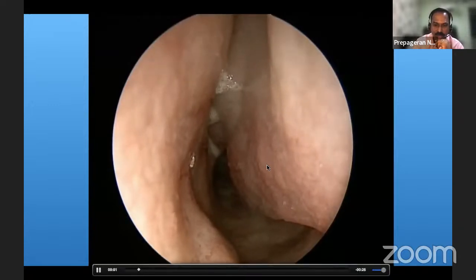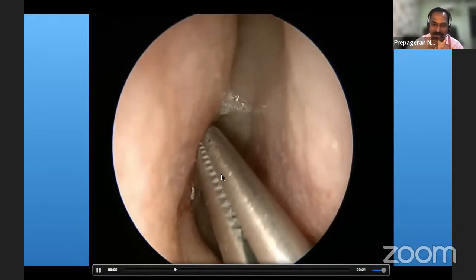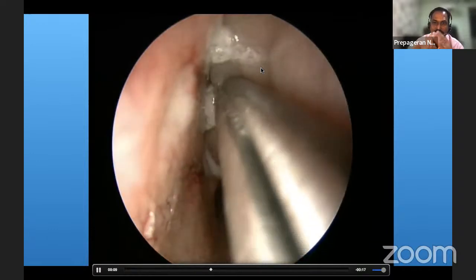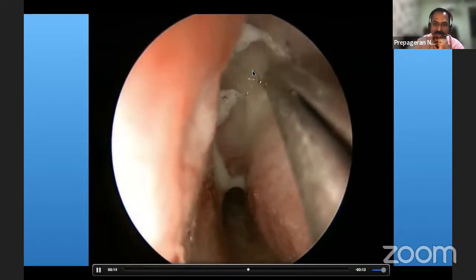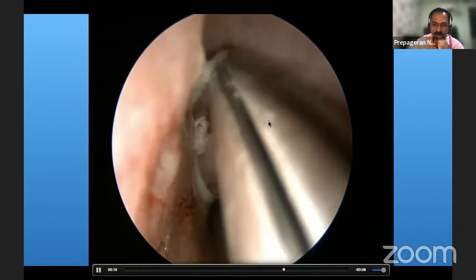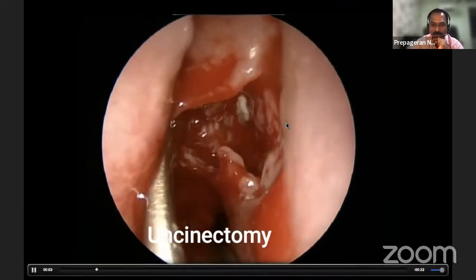And this is the pre-operative view. Again, we were not even able to pack the middle meatus nicely because look at the edema. That's the uncinate process that is so edematous that it is occluding the entire osteomeatal complex. That's the pus pouring out, and he's been having this for the past 1 year. So again, look at how edematous the uncinate process is.